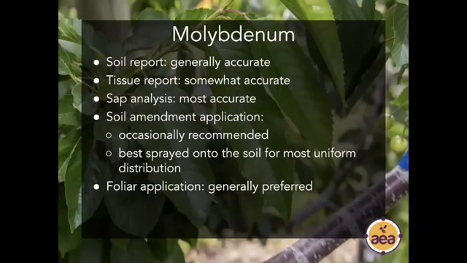When we look at molybdenum, soil reports and tissue reports are both somewhat accurate. Molybdenum is an anion like nitrate, nitrogen, and sulfur and boron, so it leaches out of the soil profile. It's extremely available at high pHs, and we occasionally recommend it to be applied to soil. And again, we're looking at very small amounts, grams or ounces per acre, and we really prefer to see it applied as a foliar application because then we know that it gets into the rhizosphere.